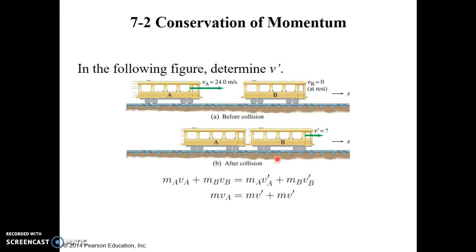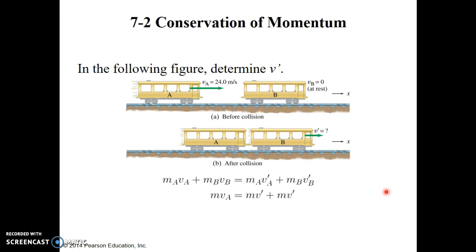Now, starting off, we note that all these masses are going to be the same, since mass A is equal to mass B. The two cars have the same mass. So all of our masses just become plain m in this equation. Secondly, we note that velocity b is 0 since it's not moving before the collision. So this term is dropped off to 0. So our equation simplifies to m v_a is equal to m v prime plus m v prime, since v_a prime and v_b prime are going to be the same thing.